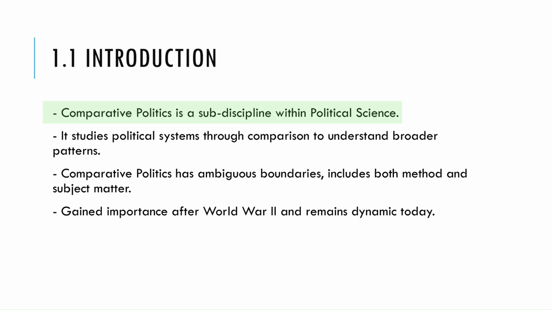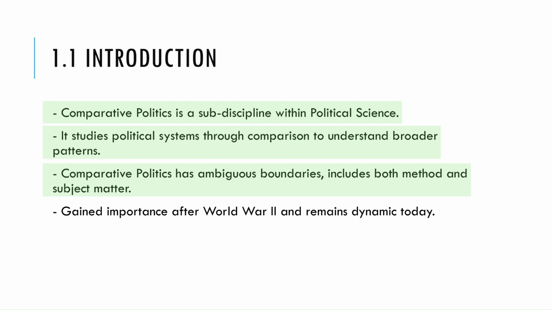Comparative politics is a subdiscipline within political science. But unlike other branches that are based on specific content, this one is defined more by its method. In simple terms, it means studying and comparing political systems across different countries. The aim is to identify patterns, differences, and similarities in how governments work, how power is distributed, and how political systems evolve. Comparative politics has ambiguous boundaries that are not sharply defined.